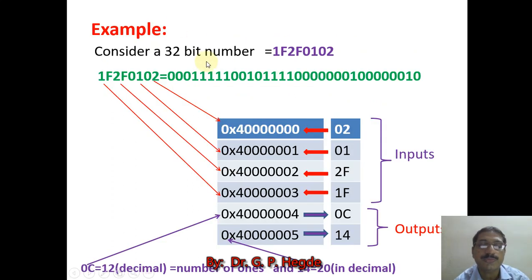You can see here, consider one 32-bit number. I took here 1F, 2F, 01, 02, where 02 is the least significant byte of the given 32-bit number, and 1F is the most significant byte. So in this number, you expand it into binary, that is 000 111111000 like that up to 10.